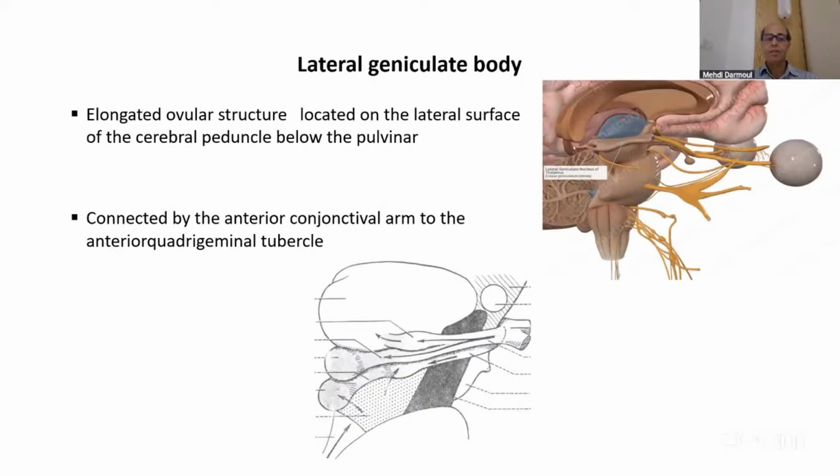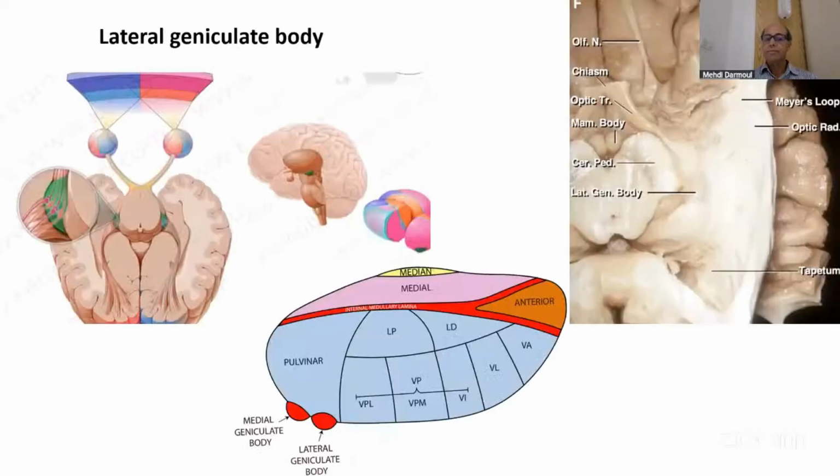The lateral geniculate body is an elongated ovular structure located on the lateral surface of the cerebral peduncle below the pulvinar. It is connected by the anterior conjunctival arm to the anteroquadrigeminal tubercle. The lateral geniculate body is a diencephalic structure considered a thalamic relay nucleus, lying on the posterolateral surface of the thalamus, lateral to the medial geniculate body.